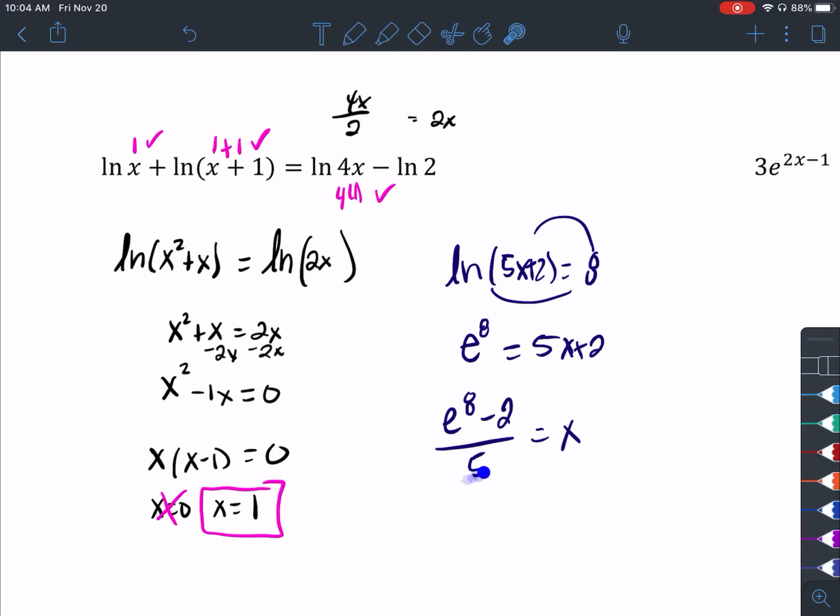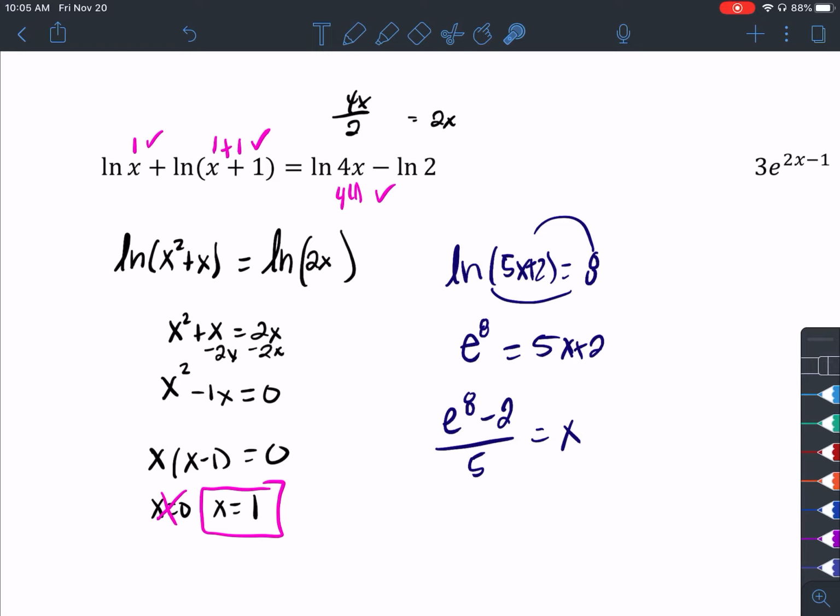So if we aren't doing an application and we can leave it as e to the 8, we actually leave it as e to the 8. This allows us to have the most precise answer. Also, if it is an application, you want to leave it as e to the 8 until the very end, and then you would put this in your calculator. Just to show you what this would look like if I did put this in my calculator.